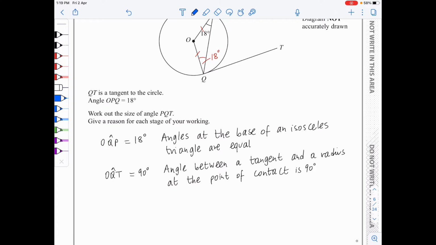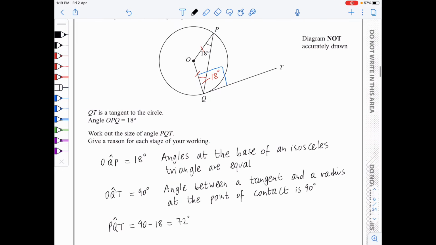So if this is 90 degrees, then we simply know that PQT is 90 minus 18, which is 72 degrees. So that's the answer to question 5 here. 72 degrees, reasons have been provided in order to claim full marks.